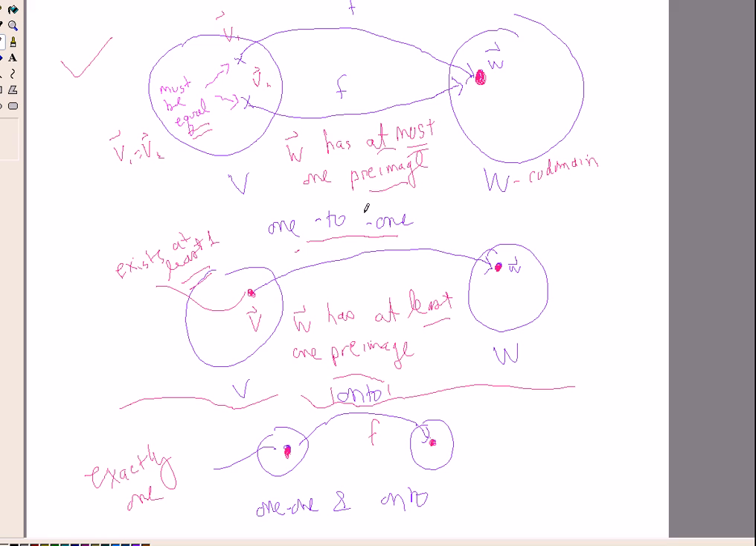So I just gave this picture to put 1-to-1, onto, and bijection into perspective. Right. We finished with a proof of 1-to-1. Let's continue with the proof of onto.